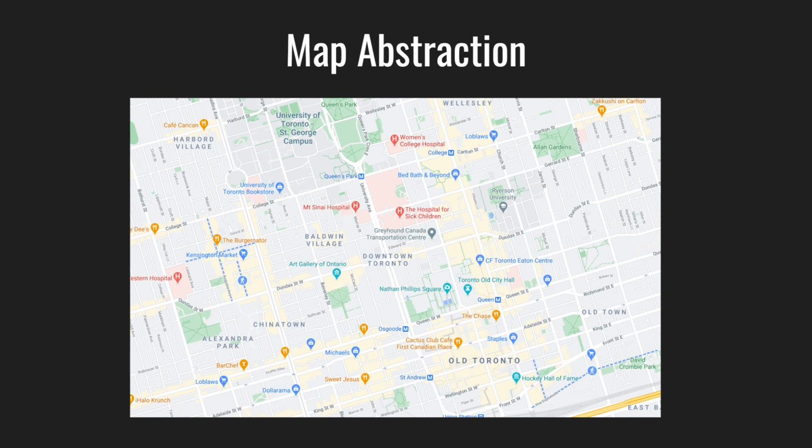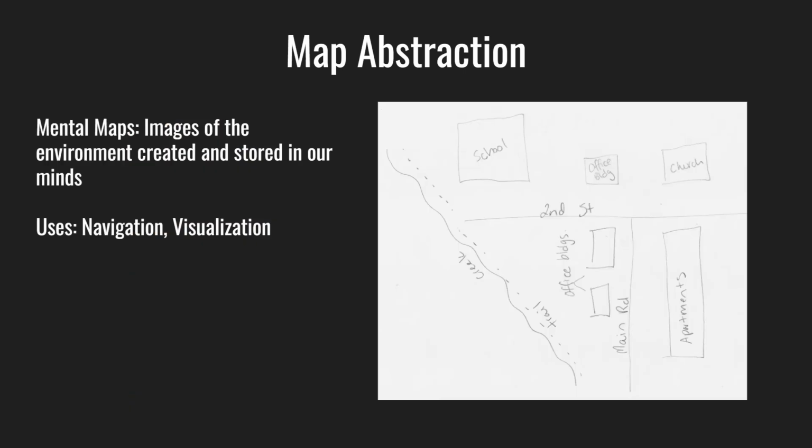Another form to show map abstraction is the idea of mental maps, which are images of the environment which we have created and stored in our brains. If we try to make a map of our own neighborhood, what would we put in it? We'd probably put key roads, intersections, some buildings, but this is a very abstracted representation of our neighborhood, as it's only information that is relevant to us and getting us around our neighborhood.